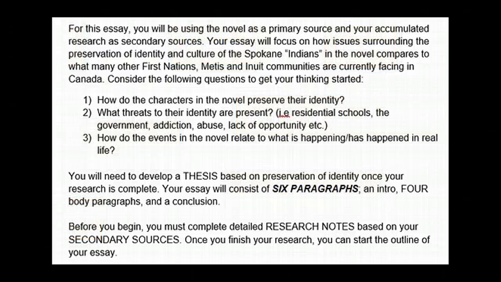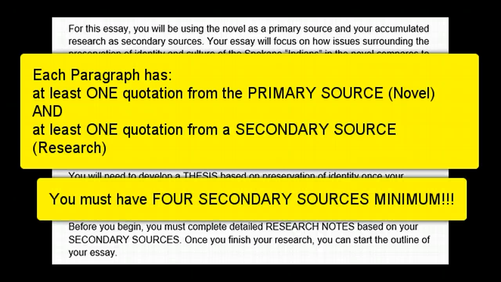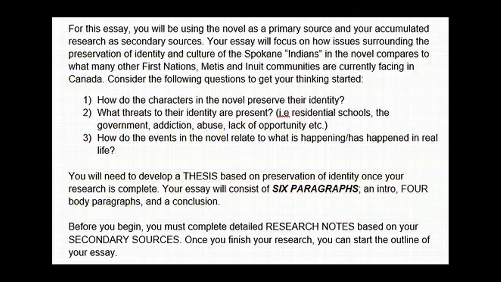So every paragraph is going to have one quotation from the primary source, which is your novel, and one quotation from a secondary source. You have to have four secondary sources in total. One primary source and four secondary sources. If you want to use an additional primary source to act as research in your essay, that's fine, but you still need four secondary sources, okay?